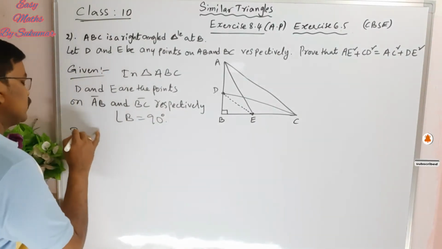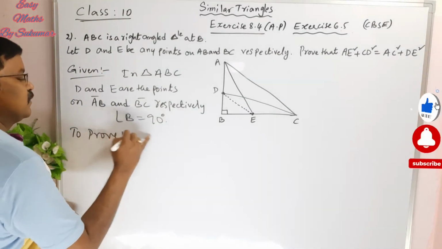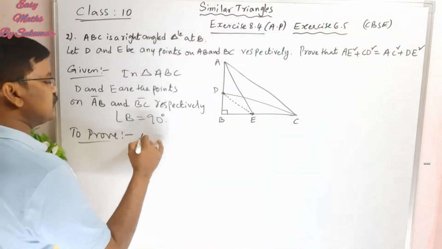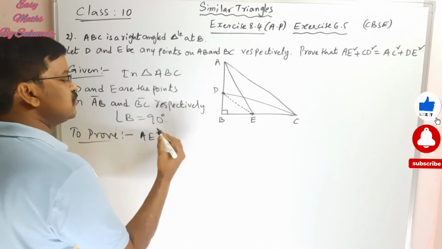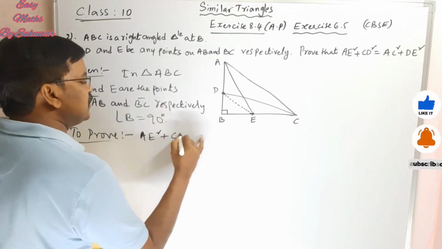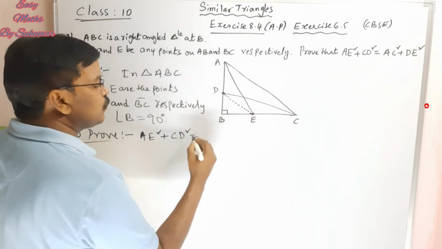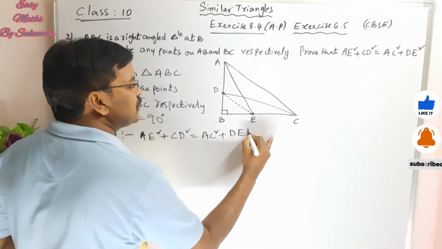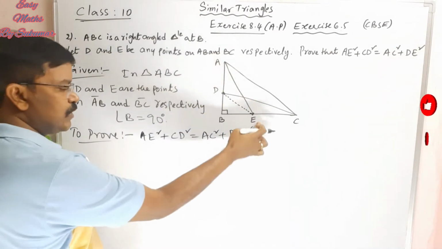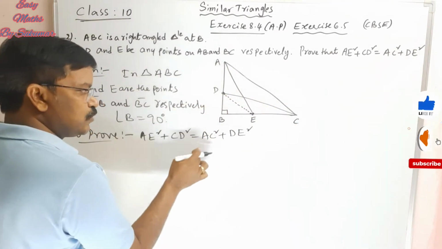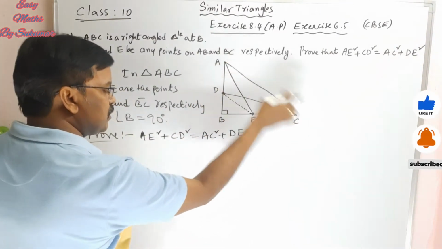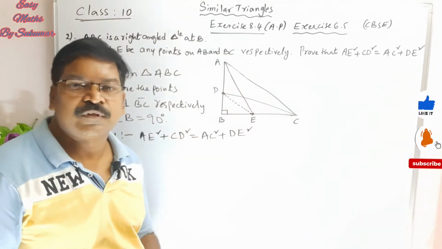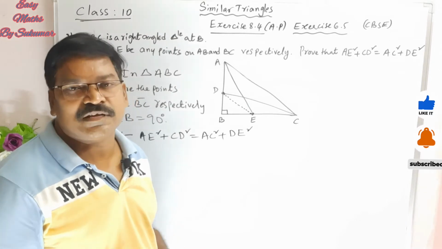So what is to be proved here, my dear students? AE square plus CD square is equal to AC square plus DE square. Right. This is another simple sum, right?